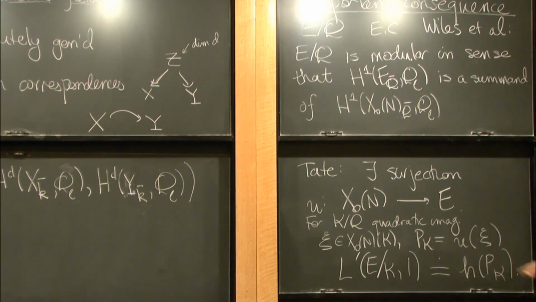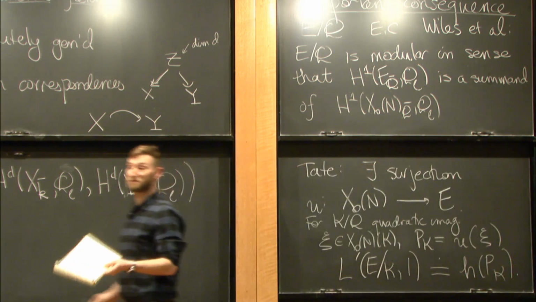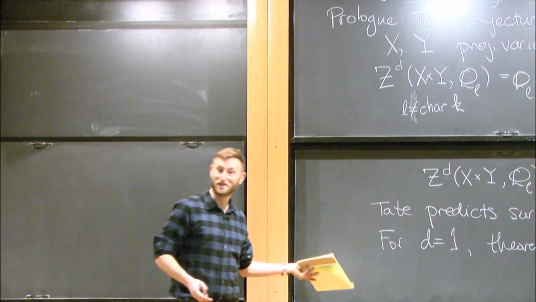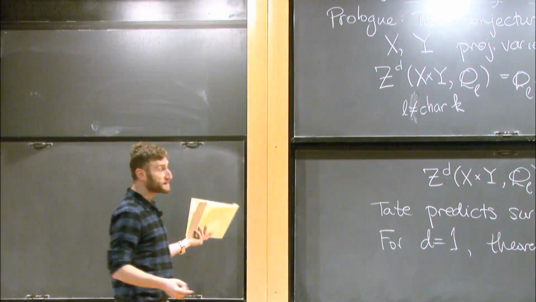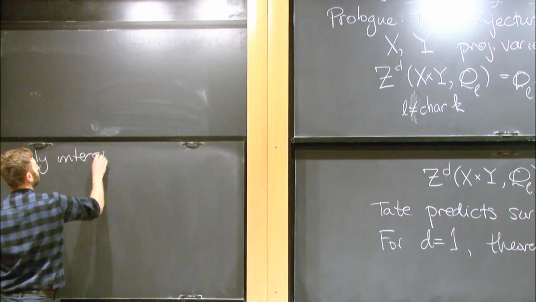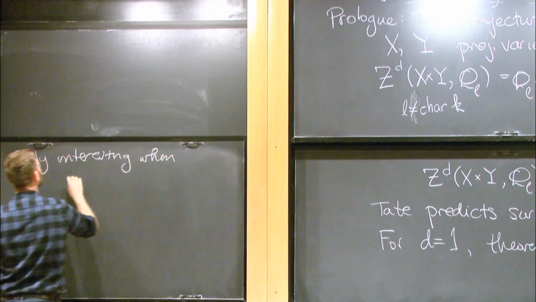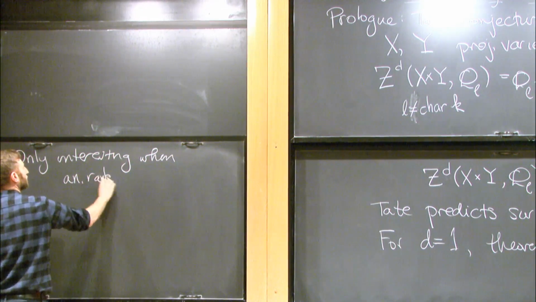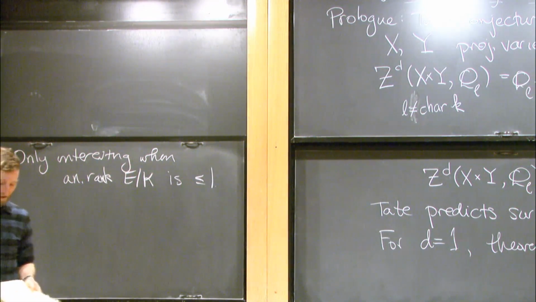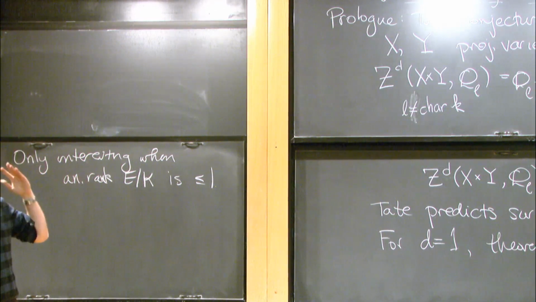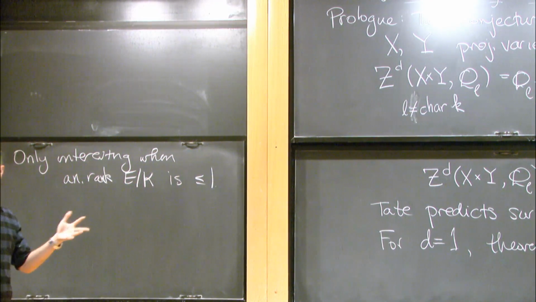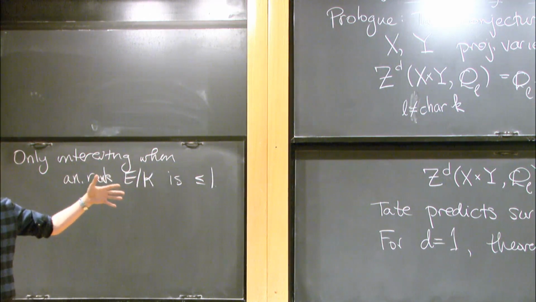This is this fabulous theorem, which has implications for the Birch and Swinnerton-Dyer conjecture, which predicts a relationship between the L-function and the rank of the curve. But one limitation of this, I should mention, is that this really is only interesting when the analytic rank of E over K is less than or equal to 1. So when the elliptic curve has some higher rank, like 2 or above, the Heegner point will just be 0. And so you're just getting 0 equal to 0. It's nothing so helpful. Of course, we would like some generalization of this, which works for higher rank elliptic curves.